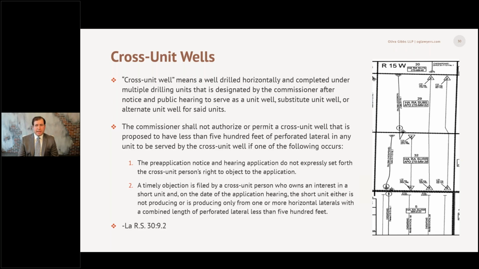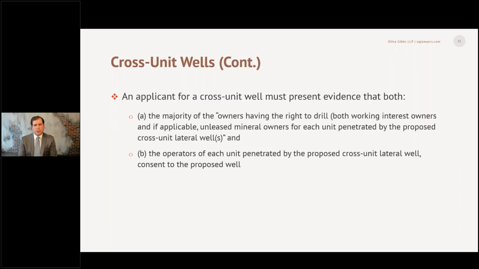How do you obtain an application to drill a cross unit well? An applicant for a cross unit well needs to present evidence that a majority of the owners having the right to drill, so both working interest owners and, if applicable, unleased mineral owners, for each unit penetrated by the proposed cross unit lateral wells, want to drill this cross unit well. And the operators of each unit, if the operators are separate, consent to the proposed drilling of that well.